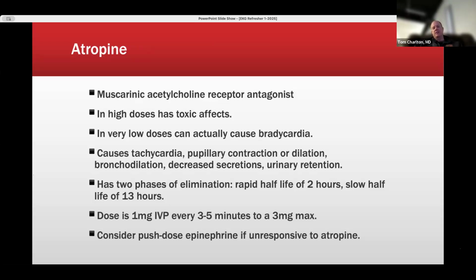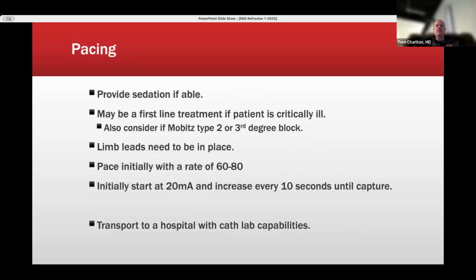If they're unresponsive to the atropine, you can consider using push-dose epinephrine, because in that situation, it's directly stimulating the heart to speed up. And so the push-dose epi may be beneficial. It's not necessarily always going to work, but if the person is not responsive to atropine, that's what I would personally pull. If neither of those work, we're going to have to start pacing.